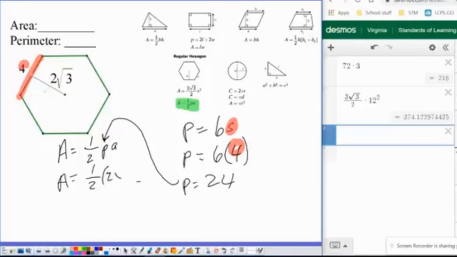So 1/2 of the perimeter, which is 24, times the apothem, which is 2 times the square root of 3. Okay, so first off, I would take 1/2 of 24, and that would equal 12. And then I'm going to multiply that by 2 times the square root of 3. So 2 times 12 ends up giving me 24, and that would give me 24 times the square root of 3. And that is my area.